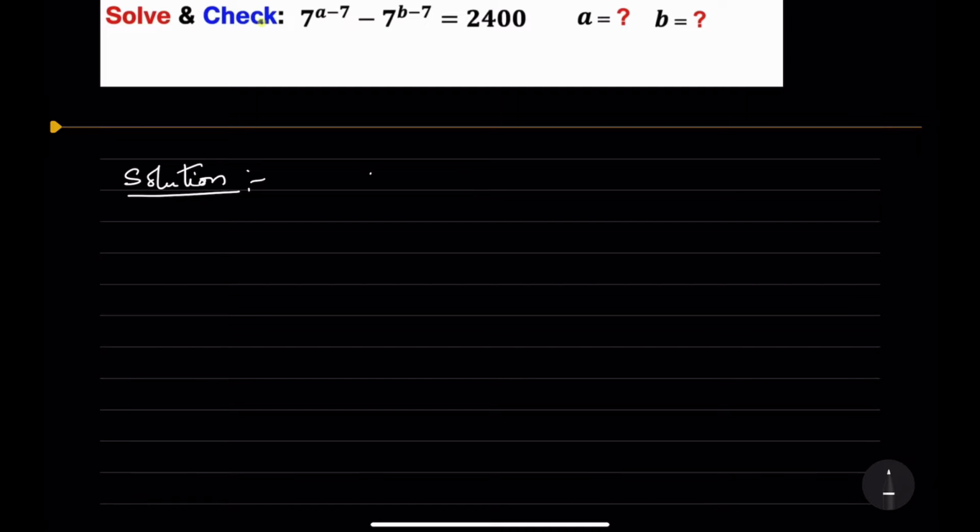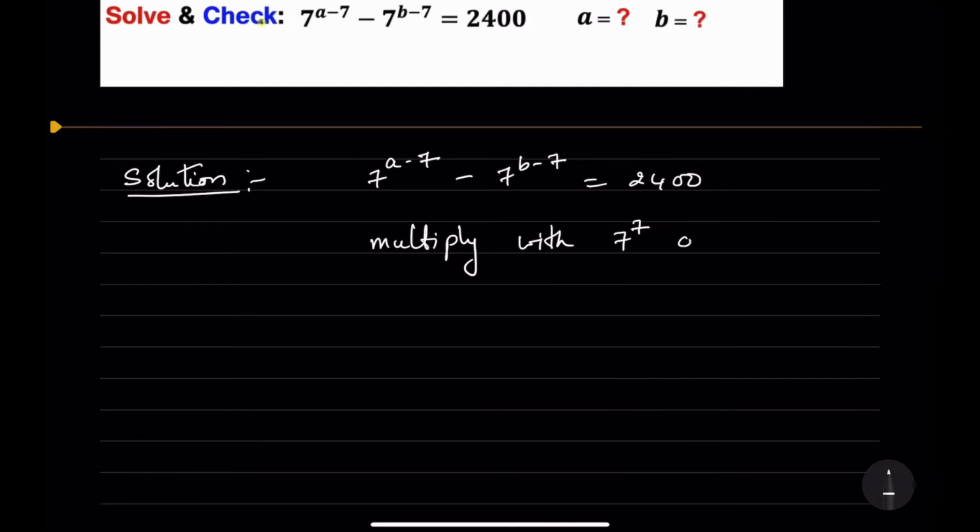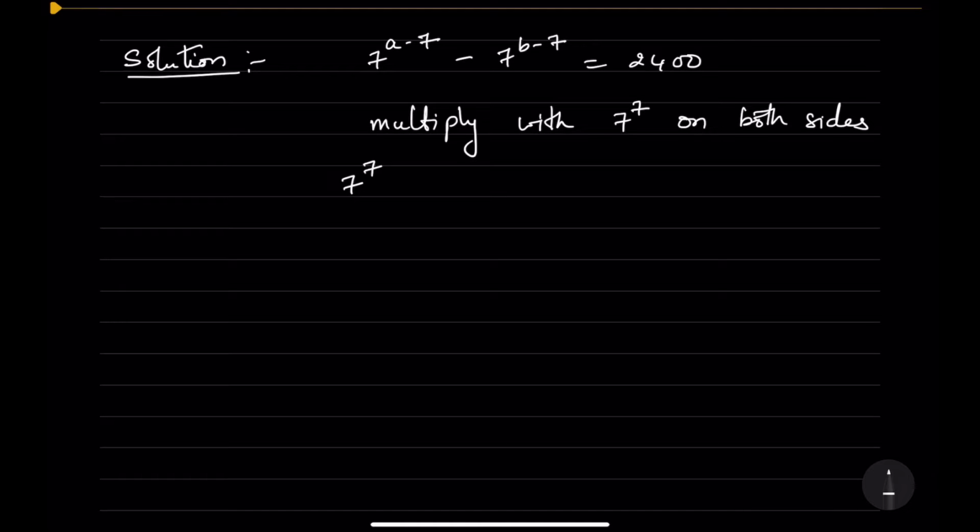So in the solution part, we'll just write 7 to the power of a minus 7 minus 7 to the power of b minus 7 is equal to 2400. So what we will do is multiply with 7 to the power of 7 on both sides. So what do we get? We'll see 7 to the power of 7 into 7 to the power of a minus 7 minus 7 to the power of b minus 7 is equal to 7 to the power of 7 times 2400.